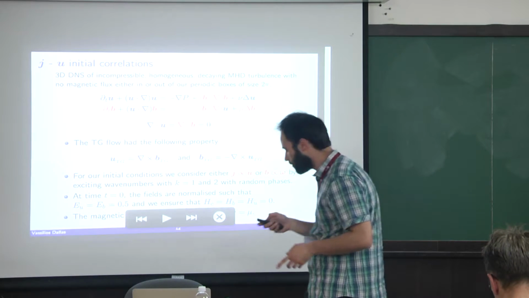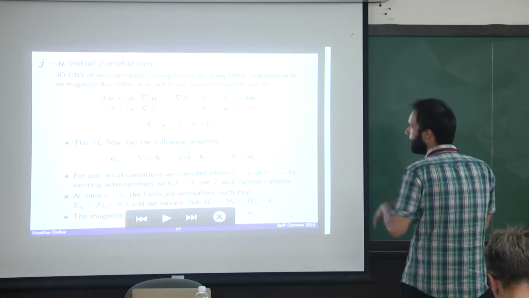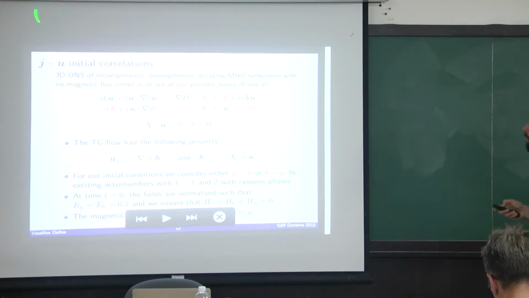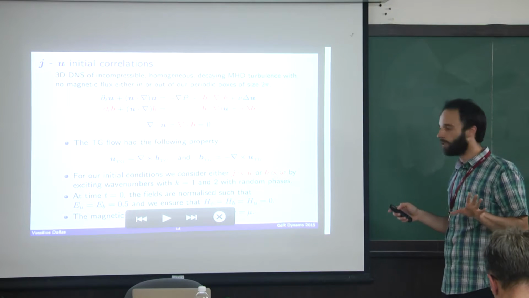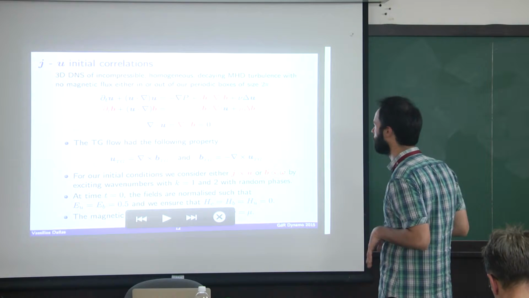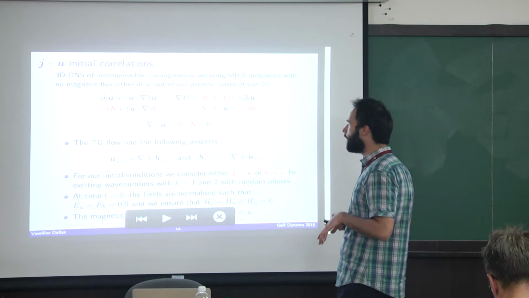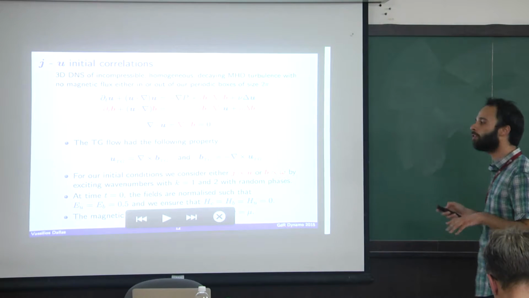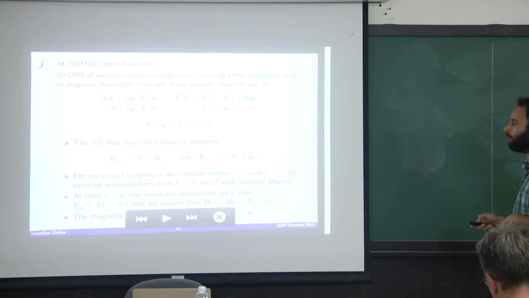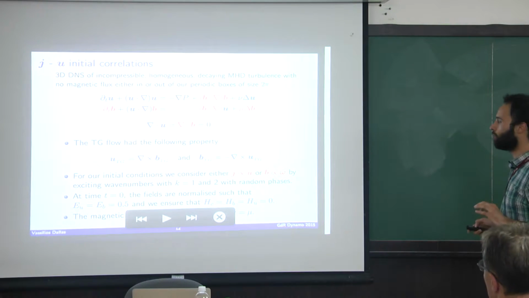So what we do is we do the standard 3D DNS for homogeneous decaying MHD. There's no, again, magnetic flux. This is a standard equation that we all know. The only peculiarity here is the following. This Taylor-Green flow has the following property. The velocity at t equals 0. Yeah? The initial condition was that.